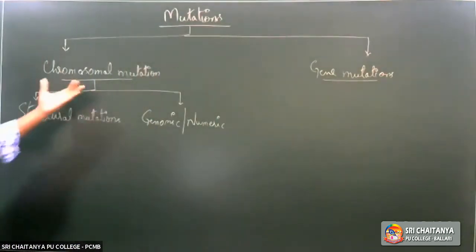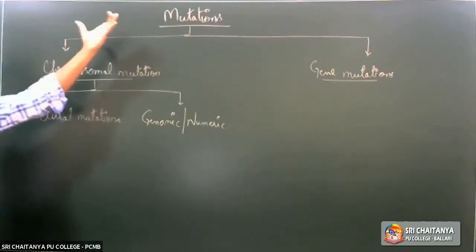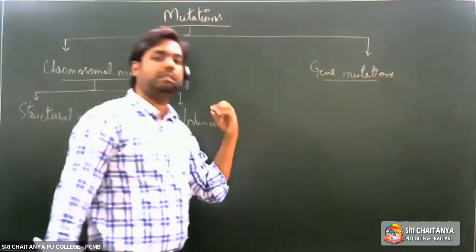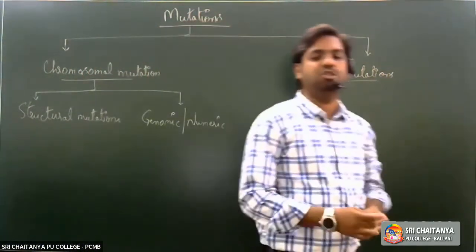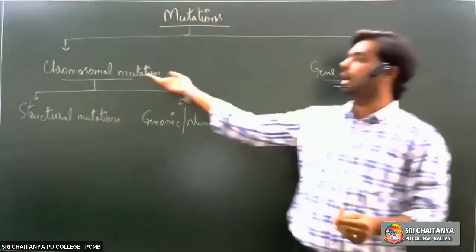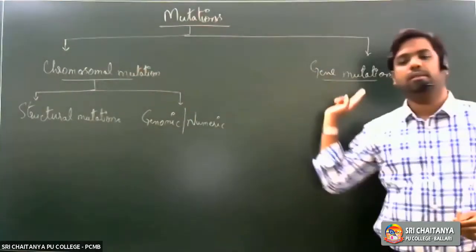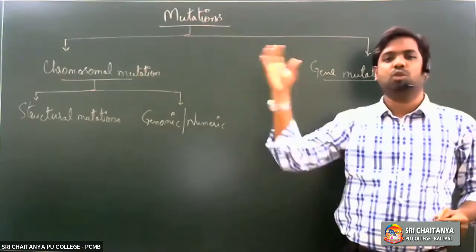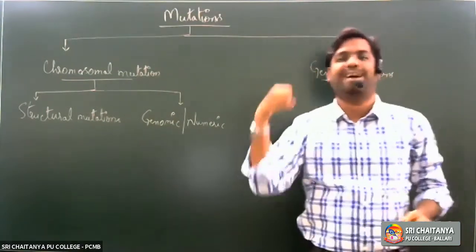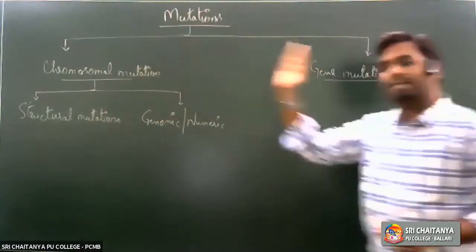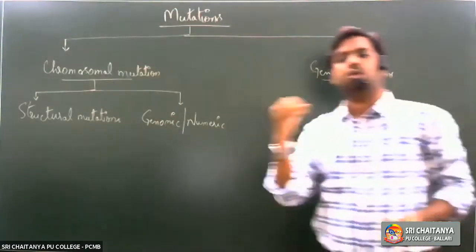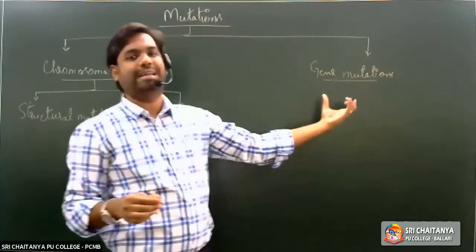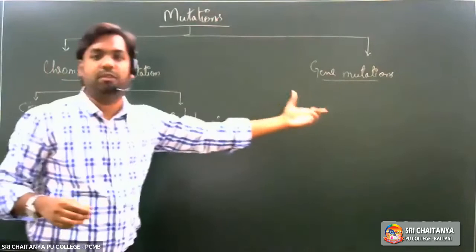Right? So what are we actually talking about now? We are talking about the classification of mutation. Based on where mutations are seen, we would classify mutations into two major categories: one is chromosomal mutation, and the second is gene mutation. In chromosomal mutation, there are changes happening in the chromosome, whereas in gene mutation, there are changes happening in the gene.